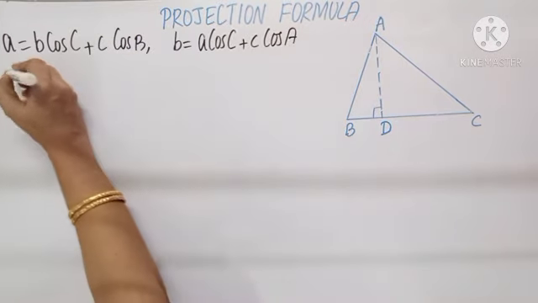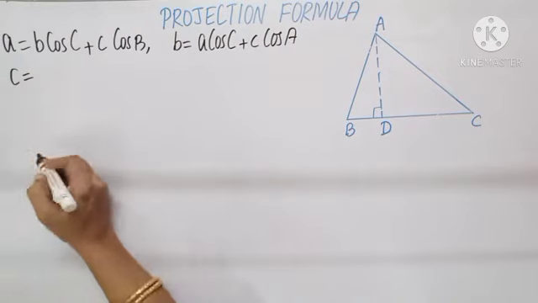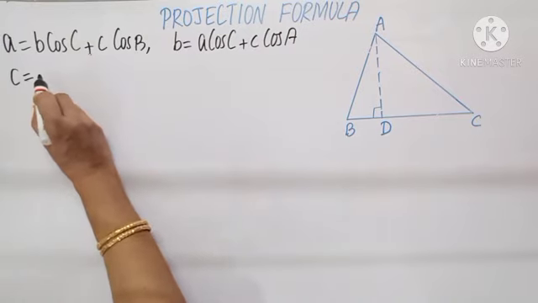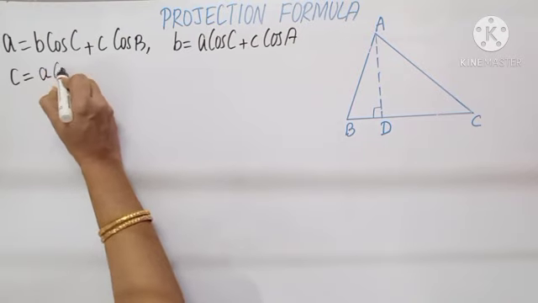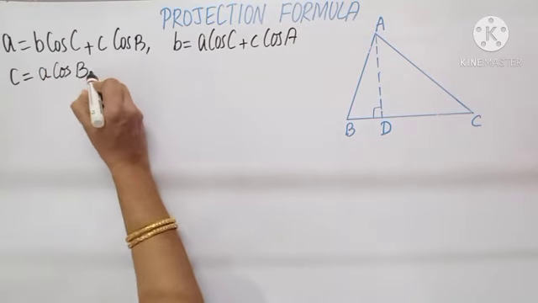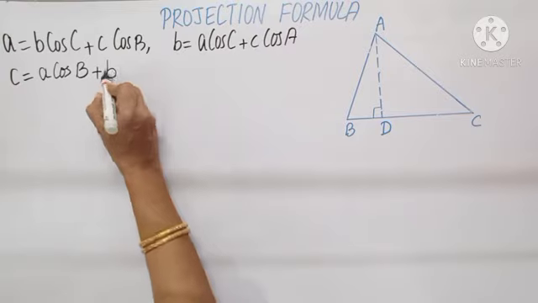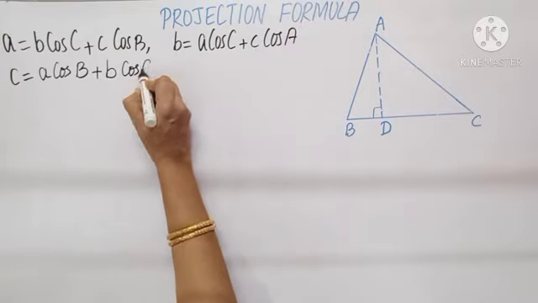Now tell me how to write c. It should be a combination of a and b. So I write a, it will be cos B, plus I write b, it will be cos C.